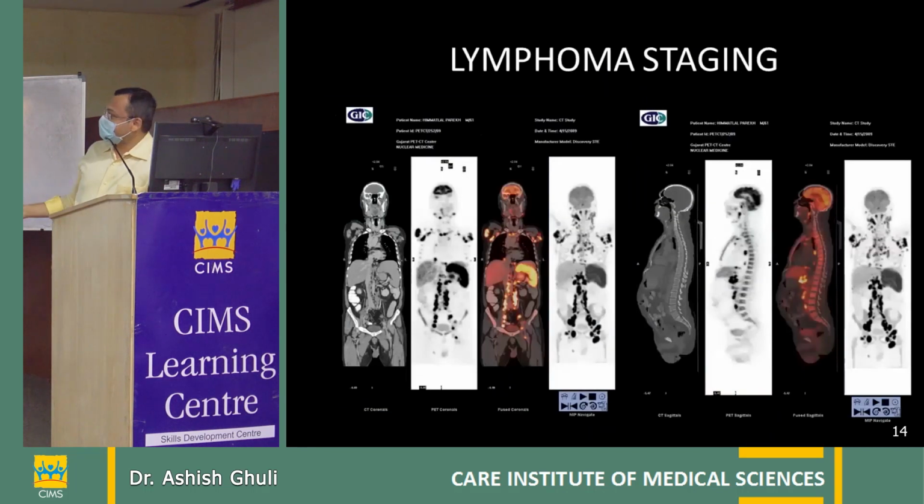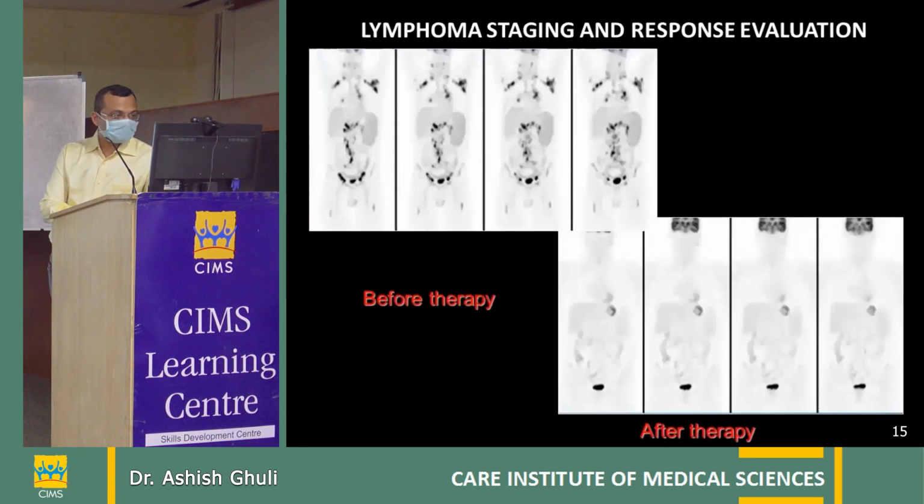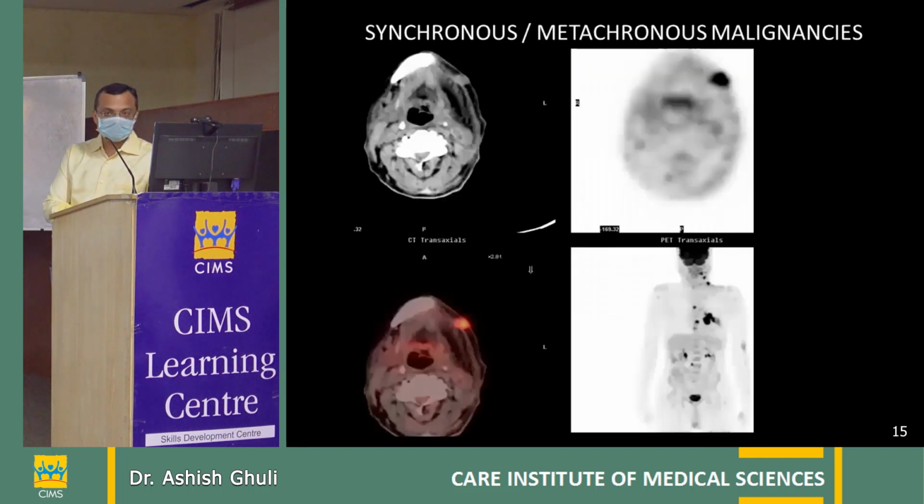It can be used for lymphoma staging. This is a stage 4 disease with multiple lymph nodes on either side of the diaphragm. It is used for response assessment. This is a pre-treatment study, and this is the post-treatment study with complete disappearance of the disease.